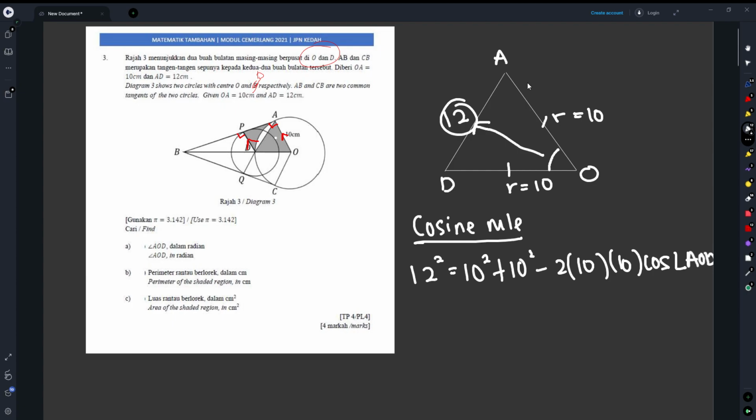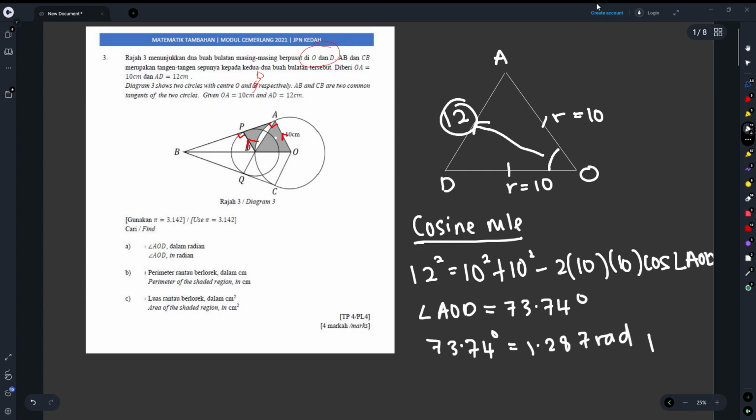So when I solve for angle AOD, I will straight away get the answer as 73.74 degrees. Please rearrange and get the answer. It shouldn't be a big problem. And that 73.74, when you convert to radian, you will get 1.287 radian. That's how you get the marks for part A. Very simple and straightforward. Please show all the working step by step so that you don't make any mistake. This is a tutorial video, so I try to skip some steps to make it short and sweet.